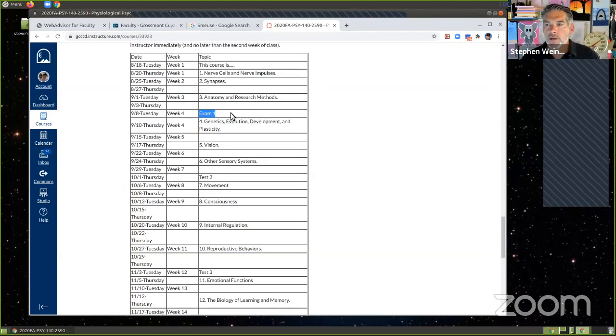The tests aren't worth nearly as much. All the little discussions that we're going to have, which will be linked to these, are worth more points. The reason to have a test is so you have some sort of consolidation at the end of each little unit. All right. Any questions so far?